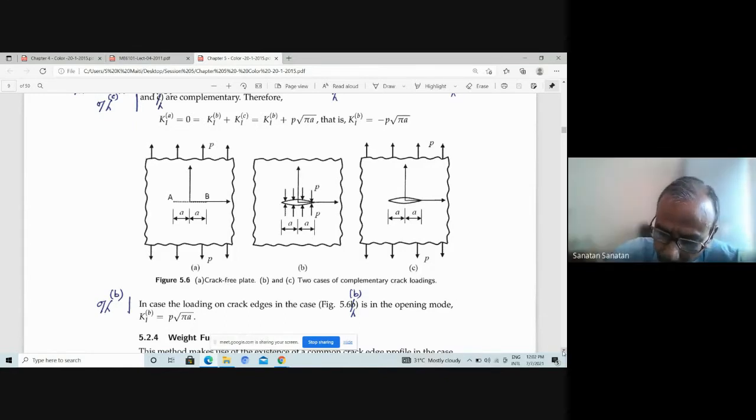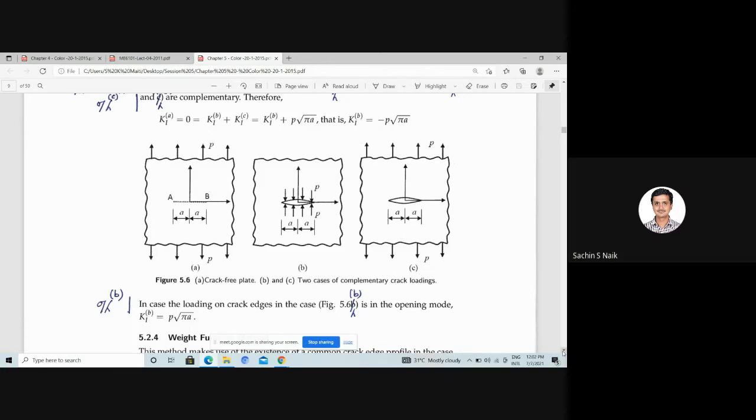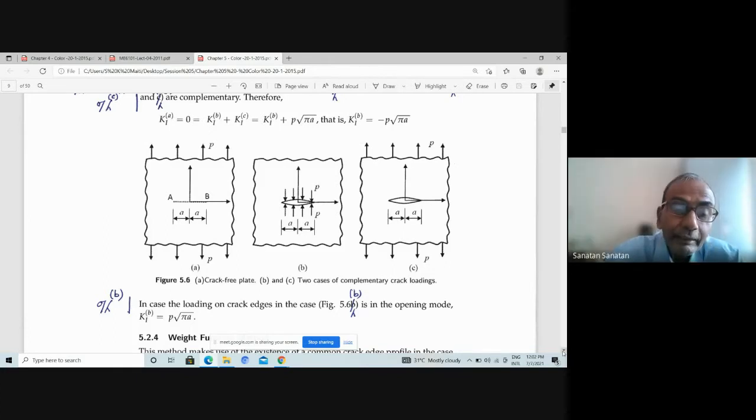Can you indicate the figure numbers? Oh yeah, I'm sorry about that. So this is in figure number 5.6. So in figure 5.6, you see that you have a plate, with no crack in it, and it is loaded by P loading at its top and bottom boundary.